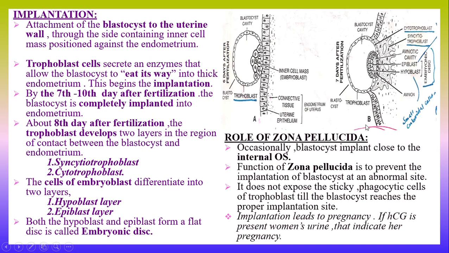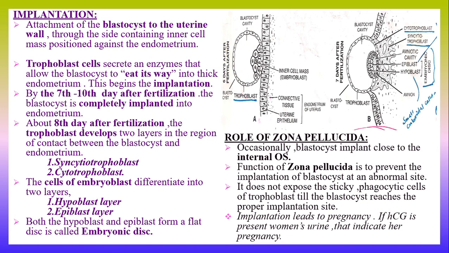இப்போ role of zona pellucida. அது வரைக்கும், இந்த மாதிரி implantation ஆகிற வரைக்குமே யார் பாதுகாப்பு தரா? Zona pellucida. Occasionally the blastocyst is going to close to the internal os. Uterus ஓட கீழ் பகுதியில வந்து பதிஞ்சிரும். சில டைம்ல the embryo going to implant in the last part of the uterus. அப்படி நடக்காம, function of zona pellucida is to prevent the implantation of the blastocyst at an abnormal site. தேவையில்லாத ஒரு இடத்துல பதியறத விட நல்ல சரியான ஒரு இடத்துல பதிய வைக்கணும்.